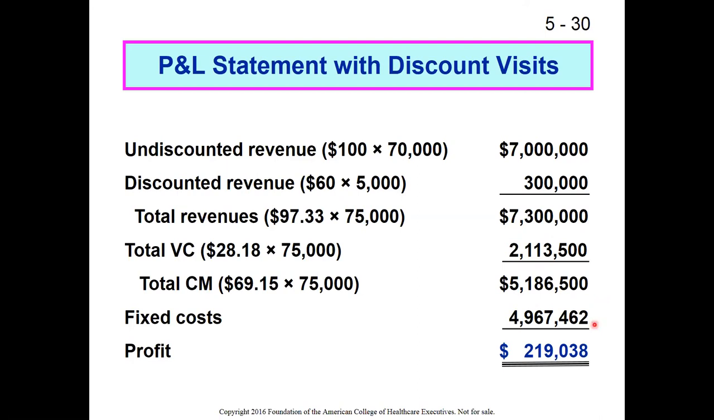Fixed costs don't change. They don't matter. It doesn't matter if we're doing 70 or 75. They're still 4.9. So we're making a significantly larger profit. So in this case, assuming 219,000 is adequate, you know, they ought to take it.